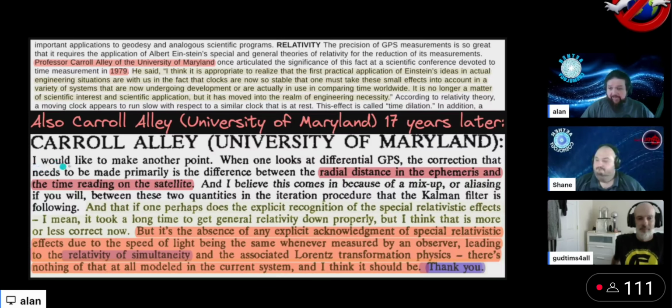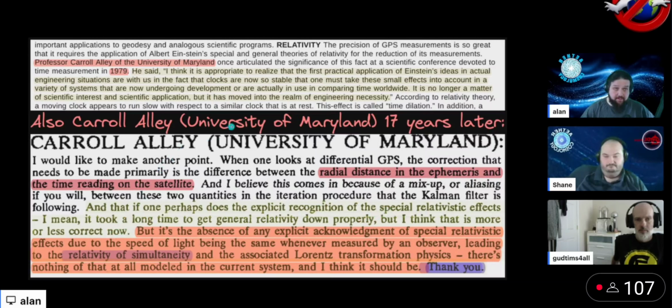says, I would like to make another point. When one looks at differential GPS, the corrections that need to be made, primarily the difference between the radial distance and the ephemeris and the timing readings on the satellite, I believe this comes in because of the mix-up or aliasing, if you will, between these two quantities in the iteration produced that the Kalman filter is following. Okay. And if one perhaps does the explicit recognition of the special relativistic effects, and I mean, it took a long time to get the general relativity down properly, but I think it would be more or less correct now.